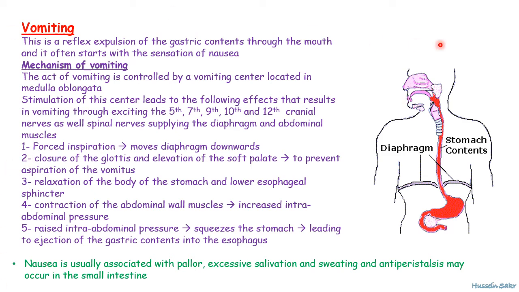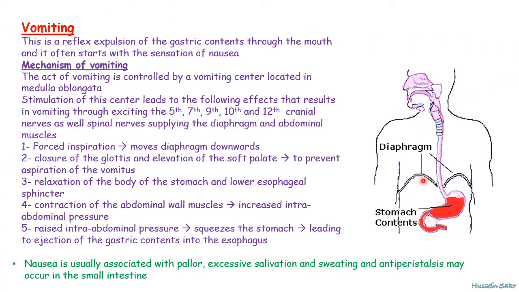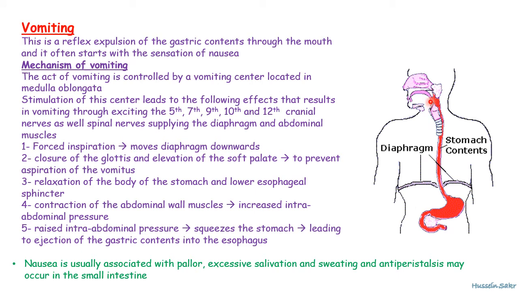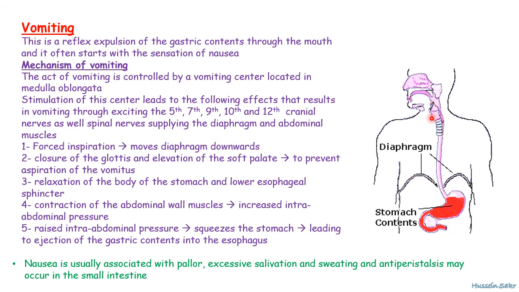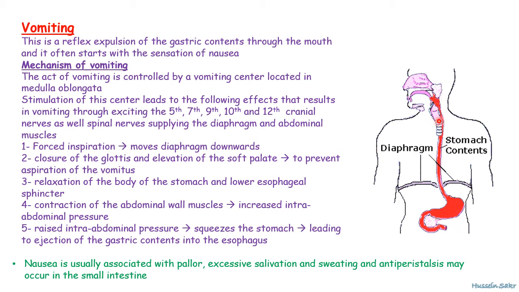So what's happening with the stimulation of the vomiting center? There will be forced inspiration to move the diaphragm downward, and this will increase the intra-abdominal pressure. Also, we have closure of the glottis and elevation of the soft palate to prevent the aspiration of vomitus. We have changes like those that happen during swallowing, to prevent the aspiration of vomitus into the larynx and trachea.